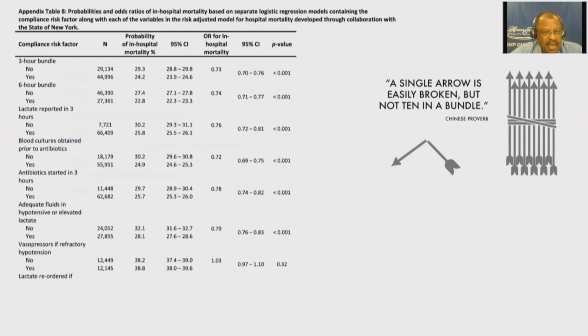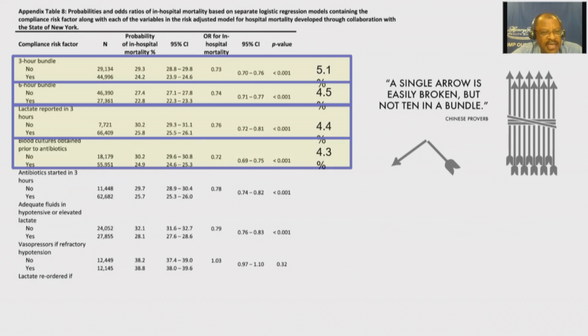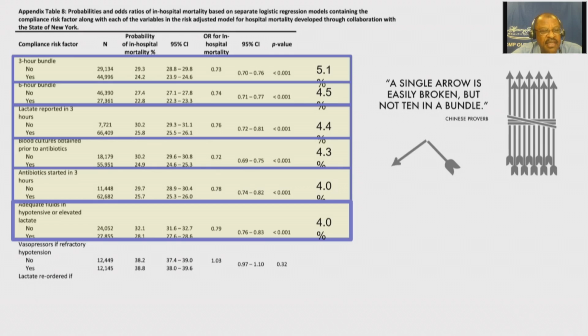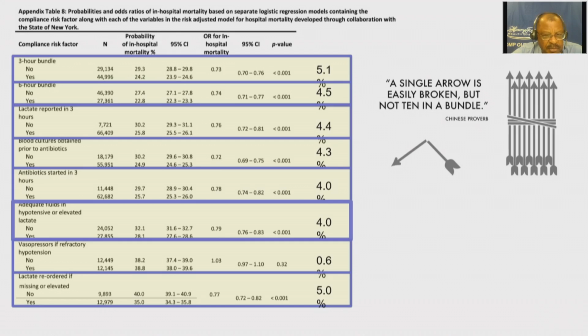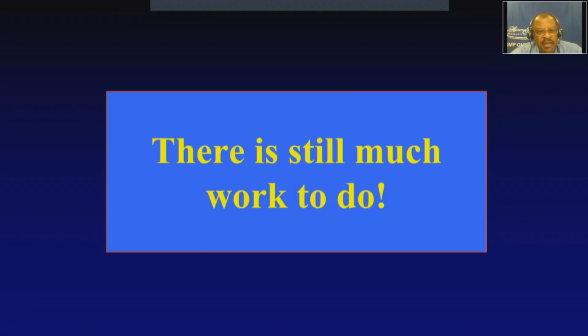More importantly about this study was that it showed that it's a bundle phenomenon. Even though there are individual bundle elements that have shown mortality reduction, all the way from lactate, blood cultures, antibiotics, in addition to vasopressor use, the combination of these variables was stronger than any one alone, which basically says the bundle is much stronger than an individual element. The key point is there's still a lot of work to do.